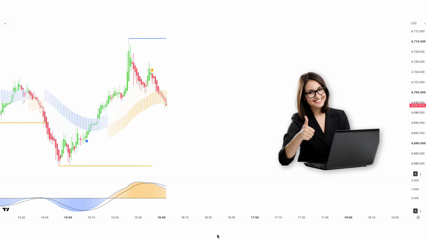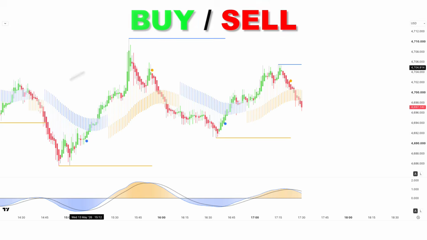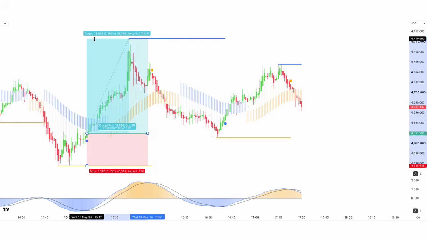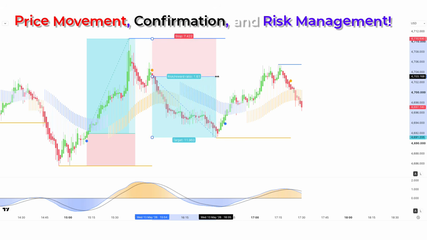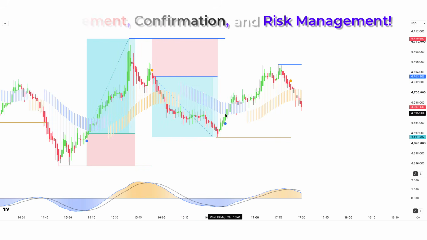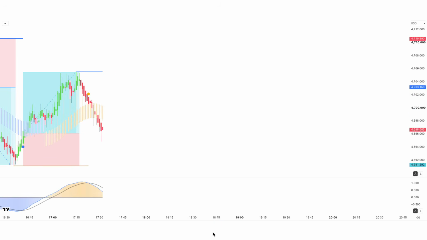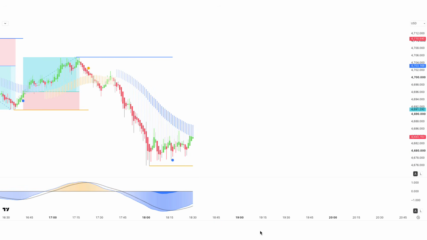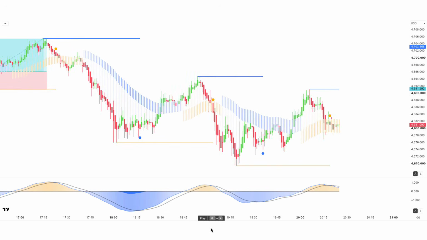What makes this setup interesting is the way it presents potential buy and sell opportunities directly on the chart, helping you focus on what actually matters: price movement, confirmation, and risk management. In this video, I'll show you exactly how the indicator works, what its signals look like in real market conditions, and how I personally approach those setups.